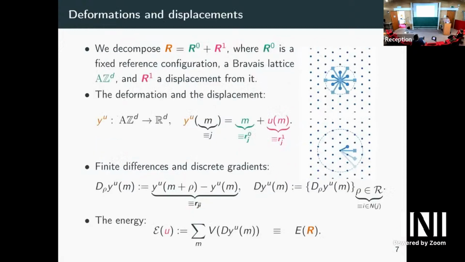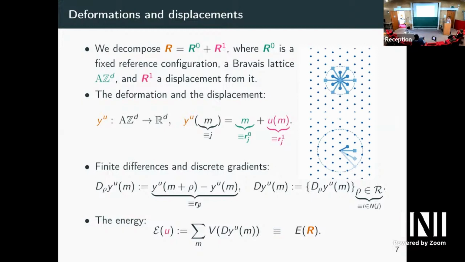And we are interested in crystalline materials, so we will have a reference configuration, which is a Bravais lattice. So here is the square lattice, but you can also have a triangle lattice in 2D. And so the idea is that the configuration of atoms is some reference configuration, which is the lattice, and then we look at the displacements from the lattice.